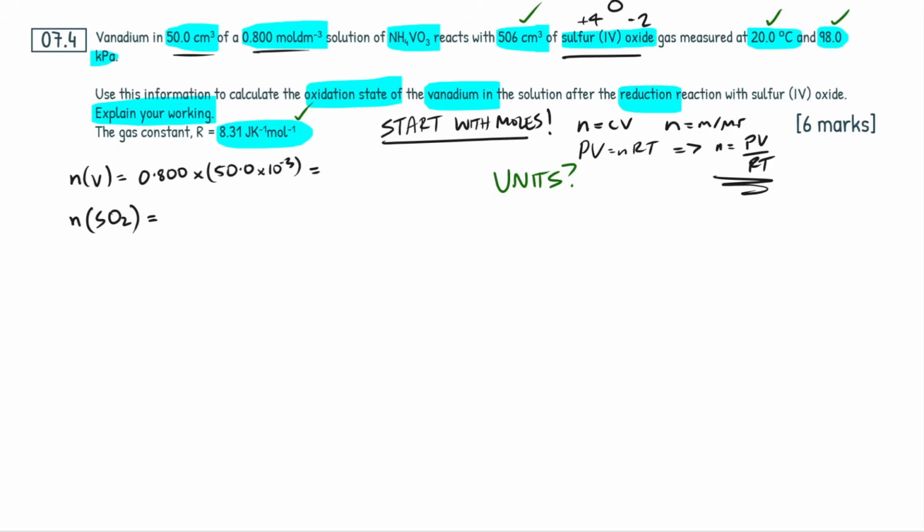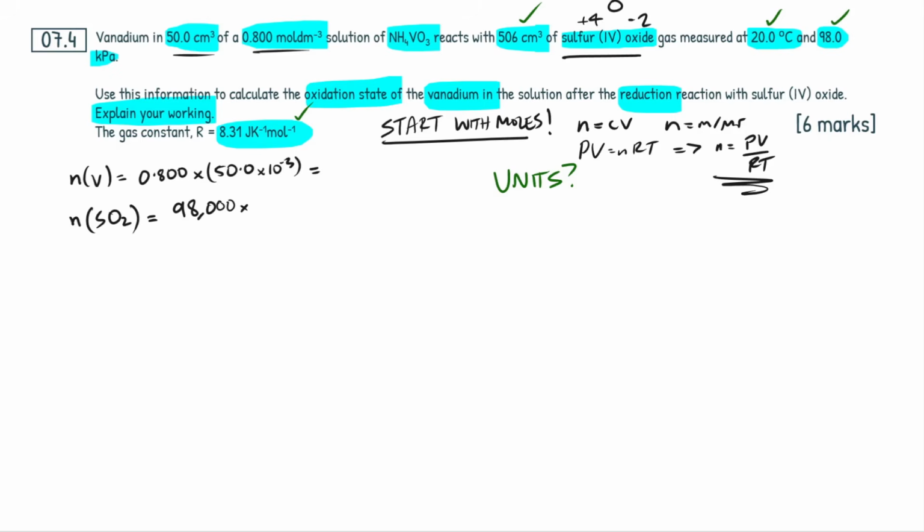So PV, we're going to do pressure first, 98 kilopascals, 98. Can we leave it like that? No, we can't. We have to convert it into pascals, so times by 1,000, okay? And that's just because that's the standard unit of pressure for the ideal gas equation.